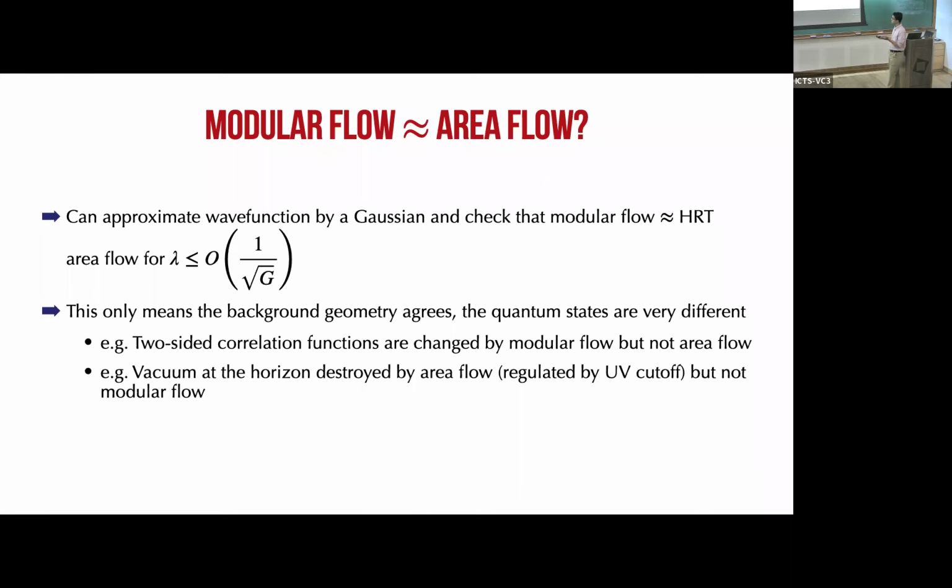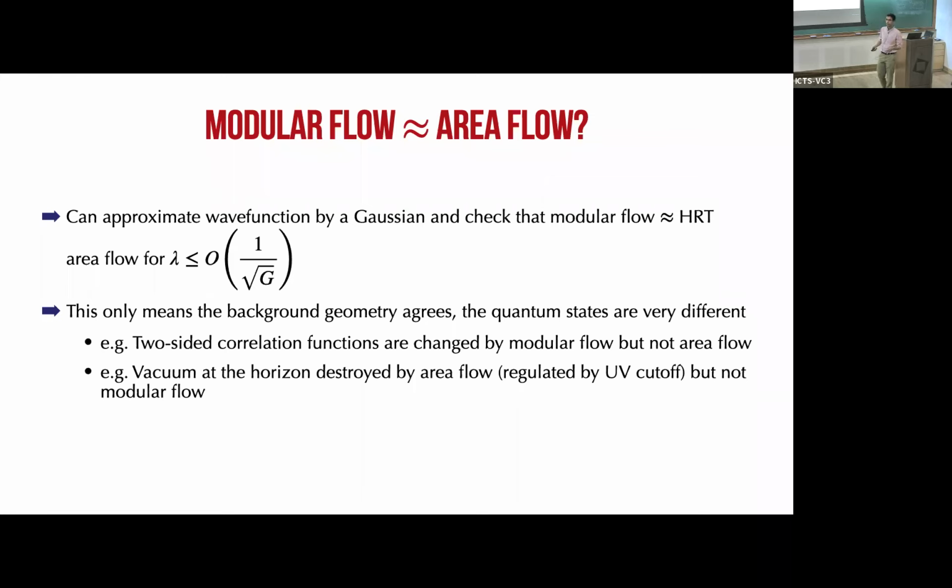So for example, if you look at two-sided correlation functions, so if you compute correlation functions on these two wedges, the area operator is something that commutes with both of them. It's space-like separated to either of these. Right? So the two-sided correlation functions don't change because the density matrix of these operators doesn't change.